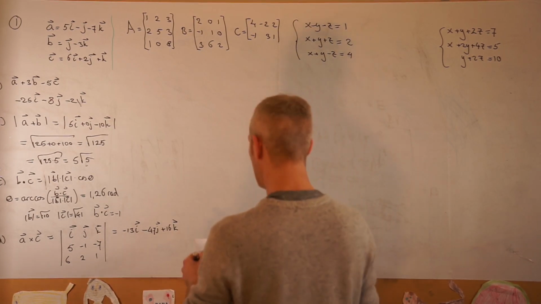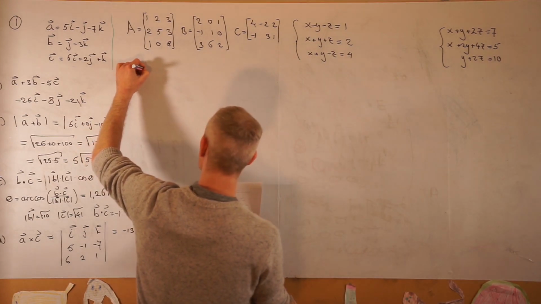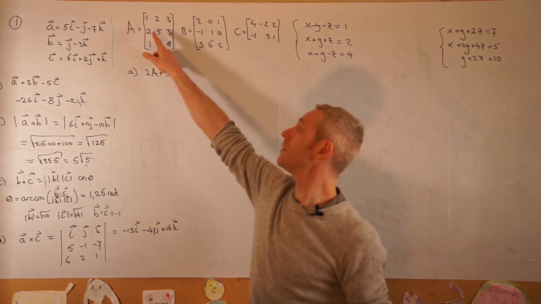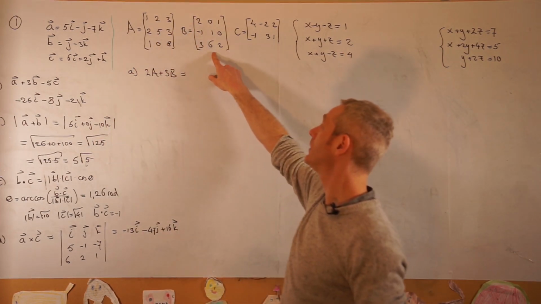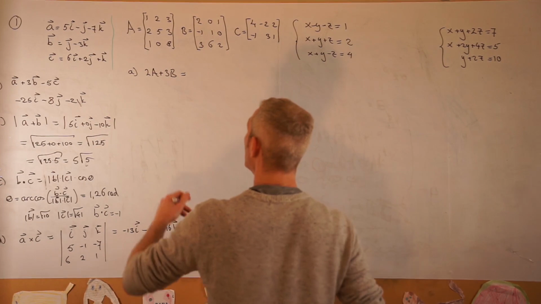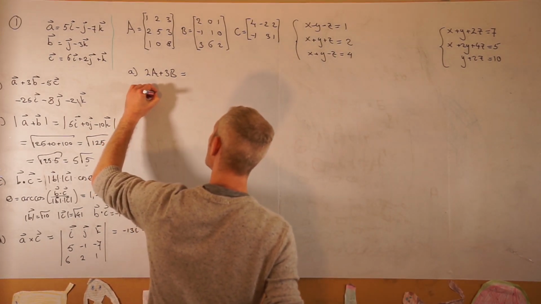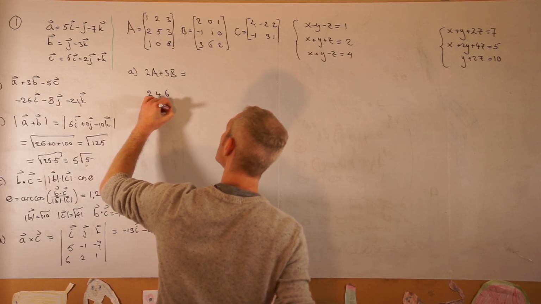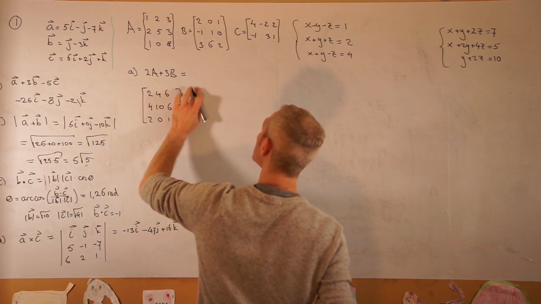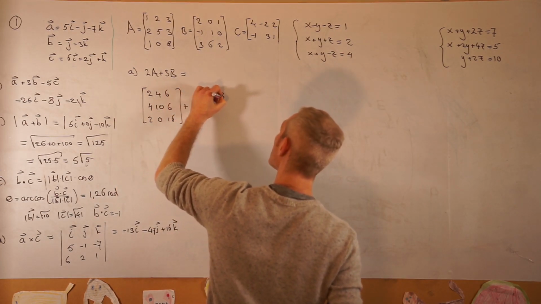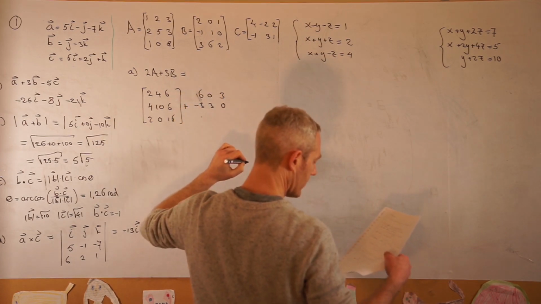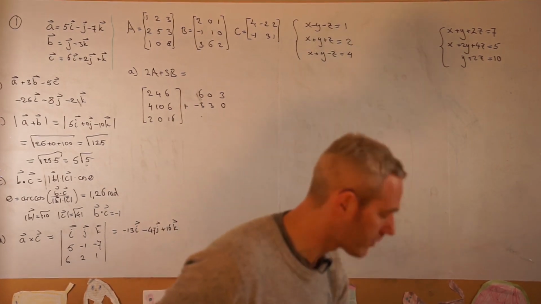All right, matrices. We need to calculate 2a plus 3b. Now, if we multiply a by 2, then we multiply every element by 2. And if we multiply b by 3, we multiply every element of b by 3. So we get 2, 4, 6, 4, 10, 6, 2, 0, 16. Plus times 3, so that is 6, 0, 3, minus 3, 3, 0. Am I doing it correctly? It's the other way around.